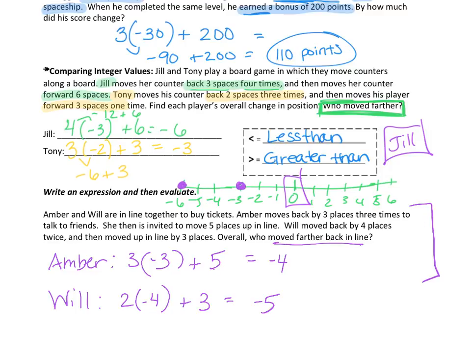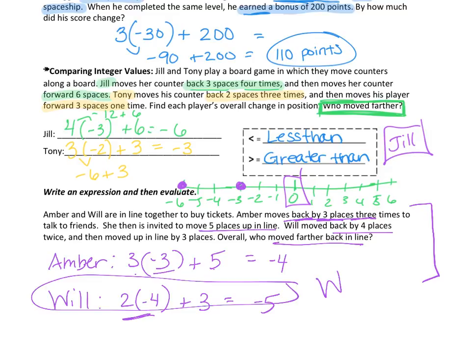Okay, here's my expressions. So Amber moves back by 3 places 3 times. So that's where the -3 comes from there, 3 times. And then she's invited to move up 5 places. Will moved back by 4 places twice. And then up by 3 places. -9 plus 5 is -4, and -8 plus 3 is -5. So who moved farther back in line? That would be Will here.